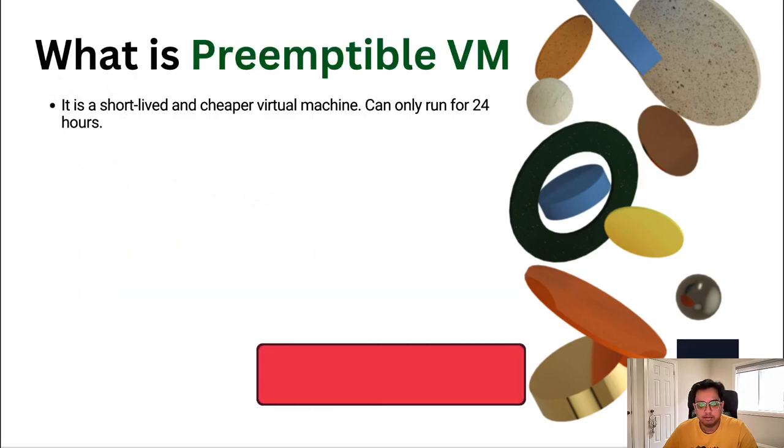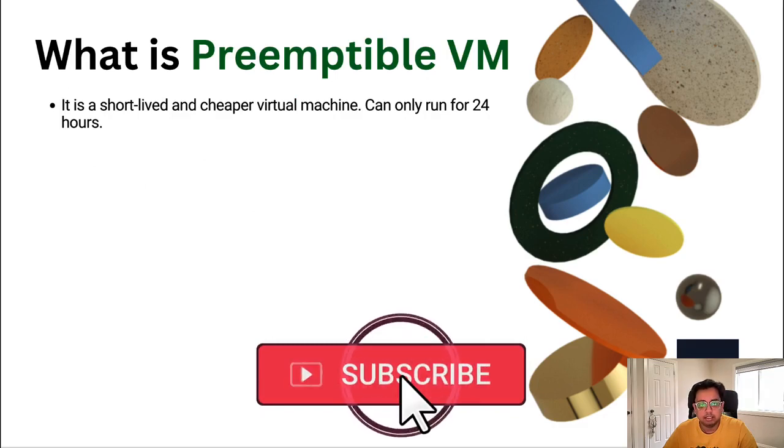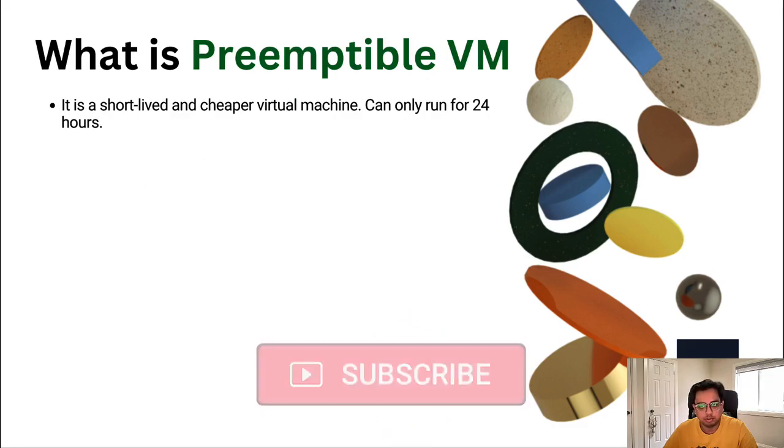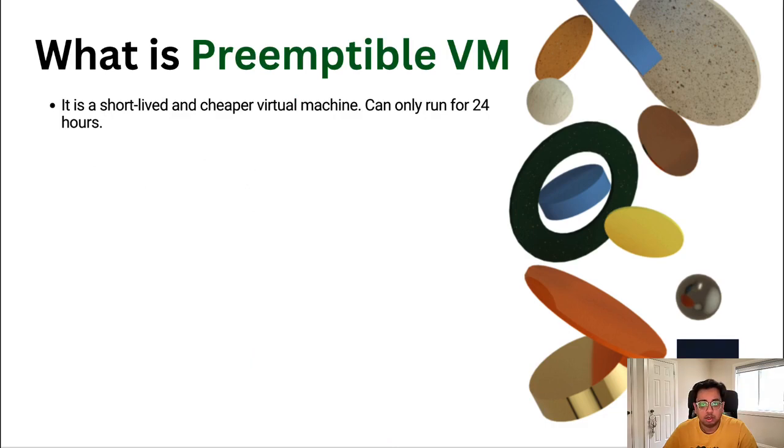So what is preemptible virtual machine? Preemptible virtual machine is a short-lived and a cheaper virtual machine. When I'm telling short-lived, it means they can only run for 24 hours. And compared to any traditional virtual machine that you create in Google Cloud, it's much cheaper. Like it is probably 60 to 80% cheaper. That's what the Google documentation claims.